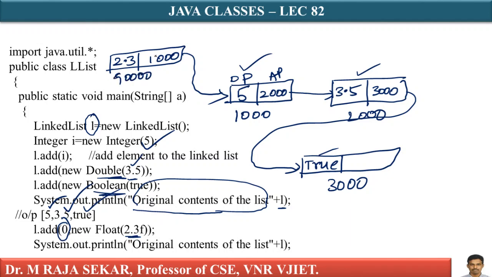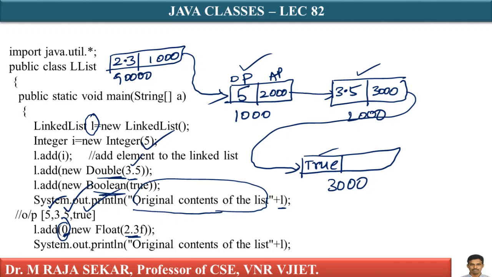Now, why am I adding at the first position? Because with L.add I have to add at the 0th index. Therefore, which element is the first element? 2.3 is the first element, 5 is the second element, 3.5 is the third element, and true is another element.